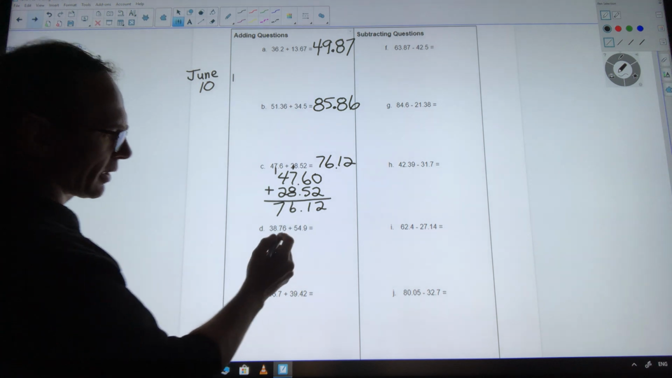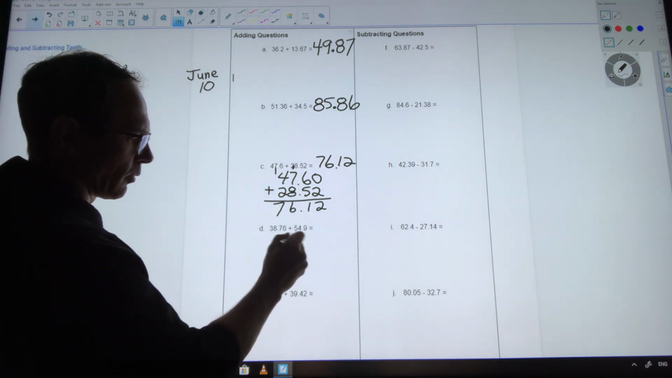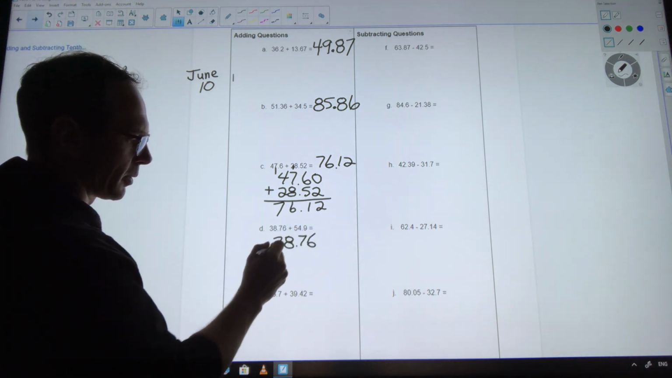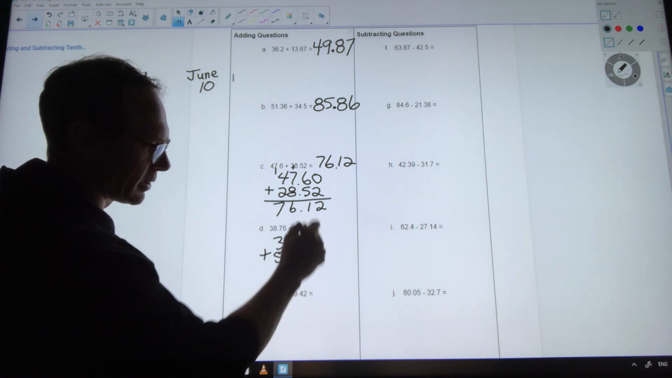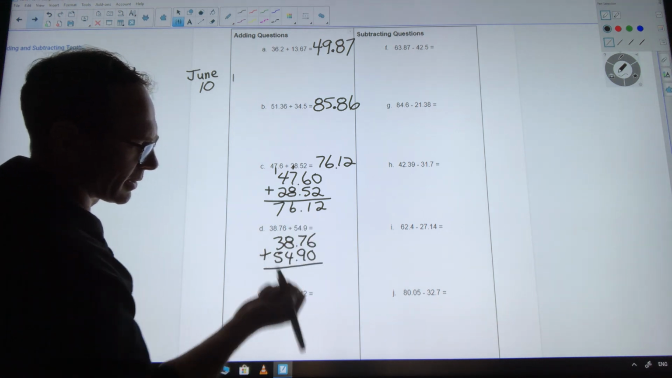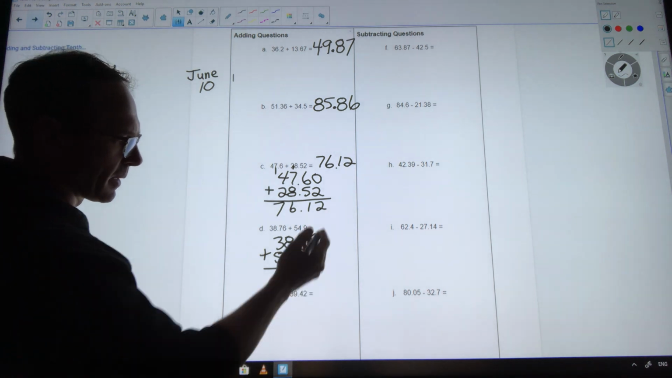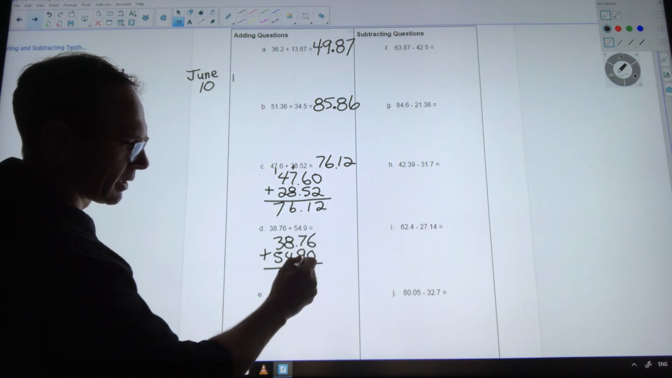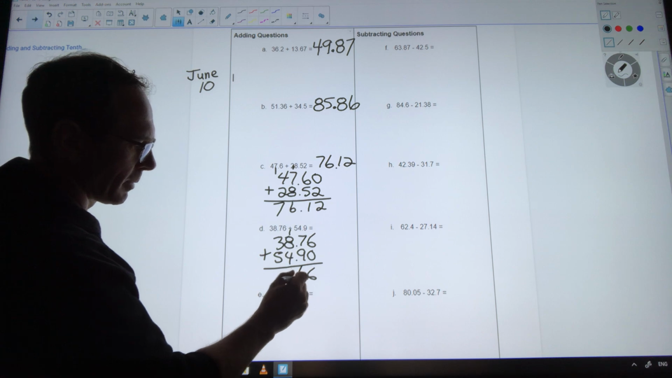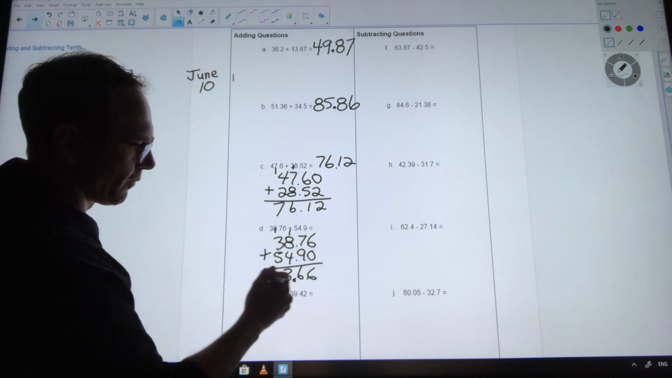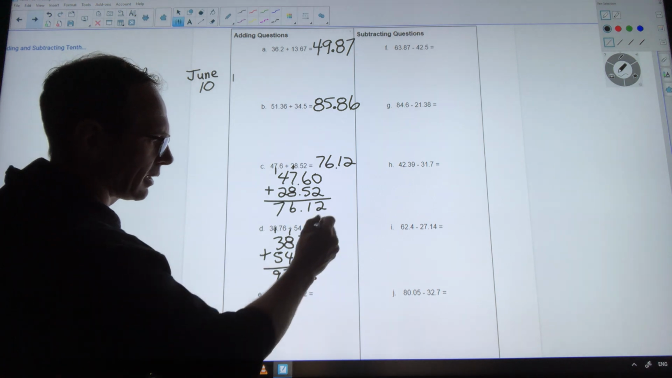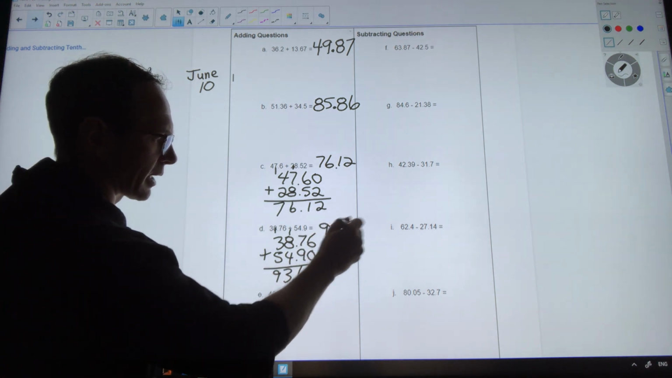I'm going to have more carrying to do with this one, so I'm going to, once again, put them on, 54.9, and there should be a 0 since it doesn't show it there, and I have 6, 16, put my decimal in, 9 and 4 is 13, and 4 and 5 is 9, so 93.66.